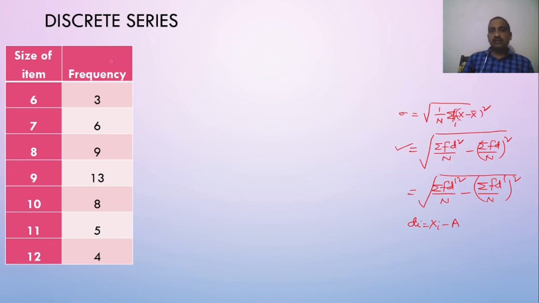So now you have to find out d_i. d_i is nothing but x_i minus a. So here a is nothing but the assumed mean value. You can take any one. May I take 9 as the assumed mean value. So this is 9.